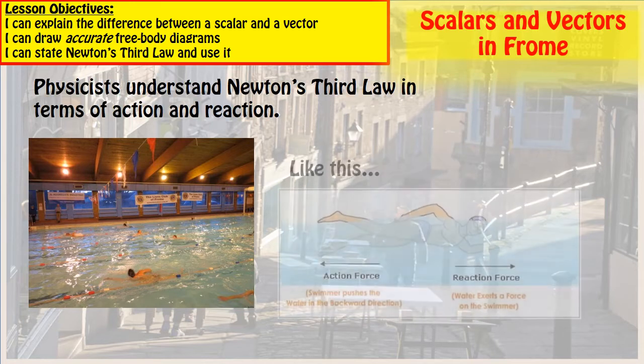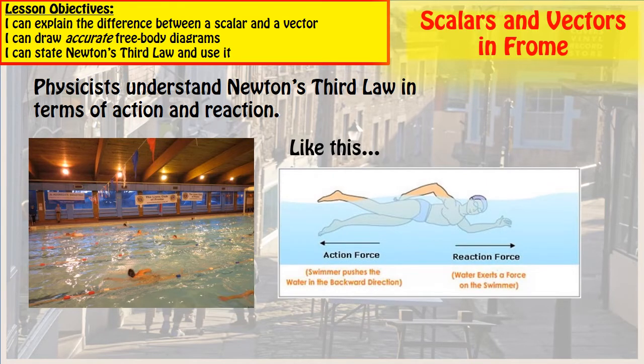Let's look at a little schematic. This little diagram here shows your action force goes to the left. So the swimmer pushes the water in the backward direction. You move your arms and you move your hand backwards onto the water. And because you've done that, the reaction force causes the water to exert a force on the swimmer, ultimately pushing them forward. So equal in magnitude, the arrows are the same length, but opposite in direction.